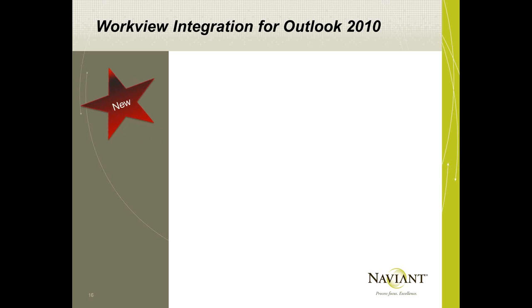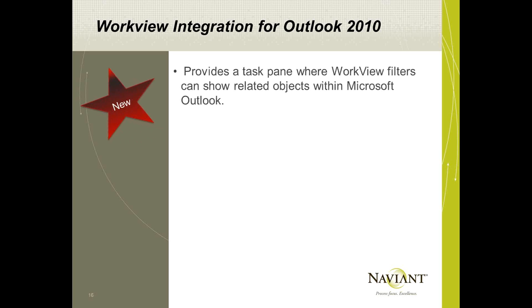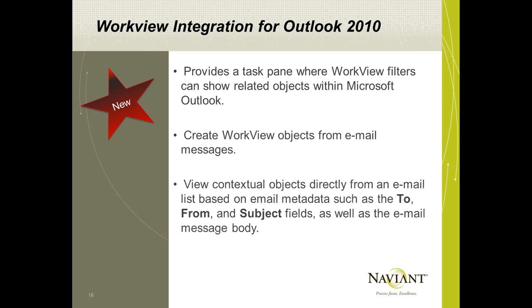All right, Workview integration for Outlook 2010. So it really helps automate call centers or other processes where email messages are a central vehicle for communication. So it provides you a task pane where Workview filters can show related objects within Microsoft Outlook. You get Workview objects that you can create from your email messages. So you can also view your contextual objects directly from email based on the metadata, and it does require a separate license.